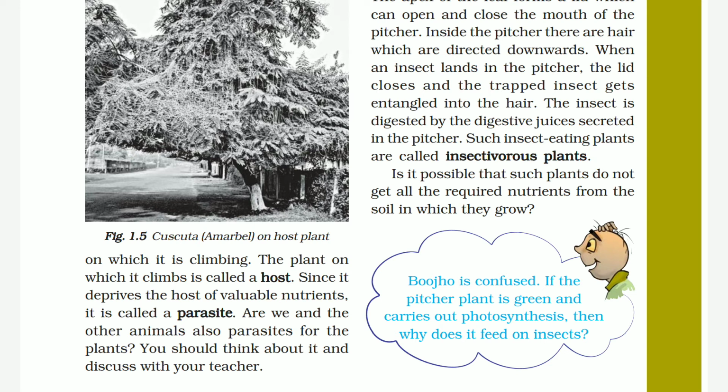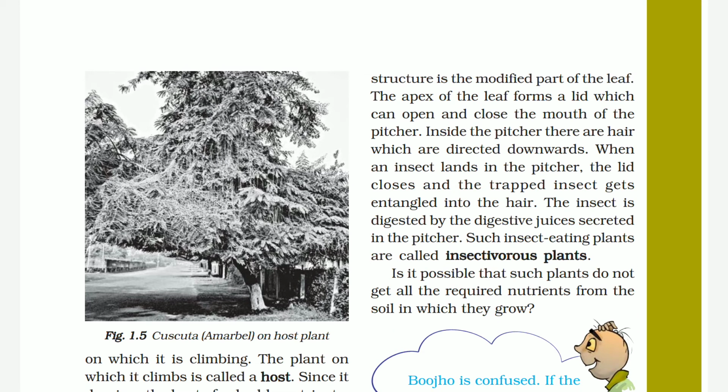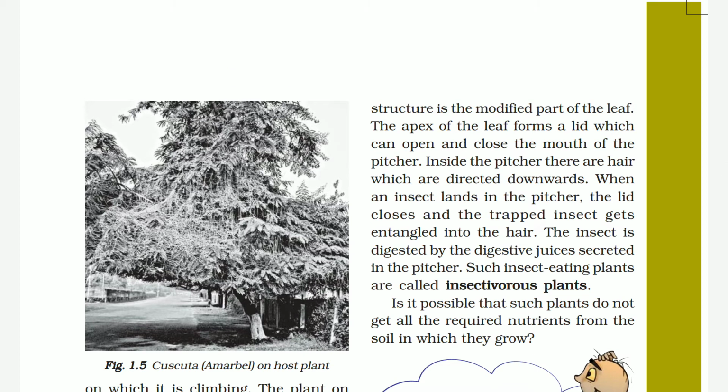Are we and the other animals also parasites for the plants? You should think about it, right? Are we parasites? Now actually the structure is a modified part of the leaf. The apex of the leaf forms a lid which can open and close the mouth. Pitcher.